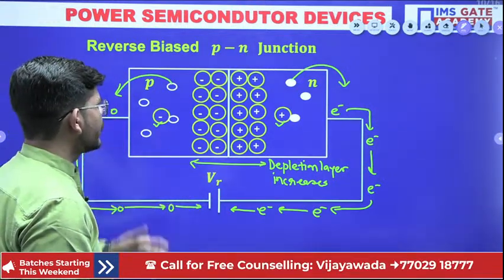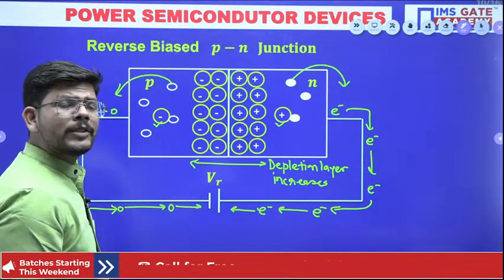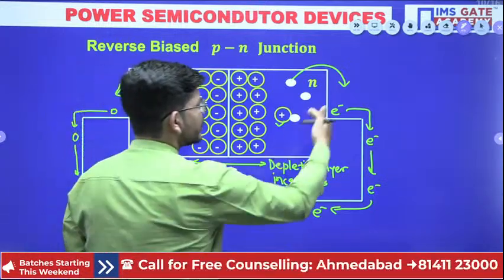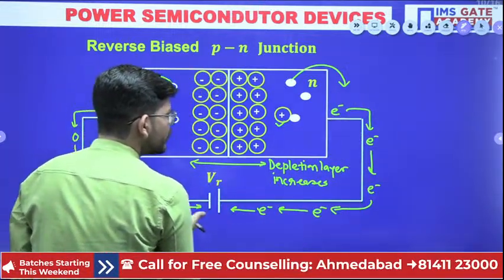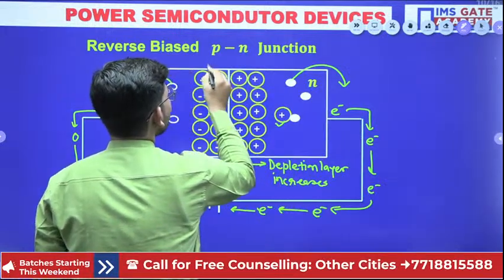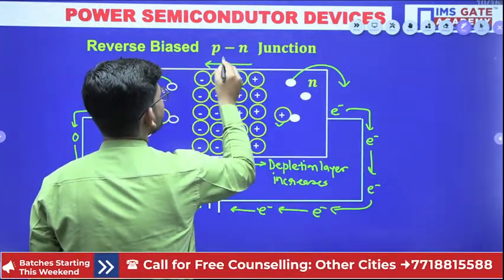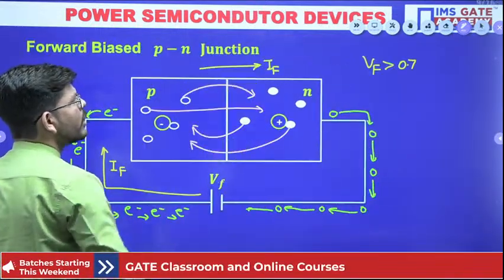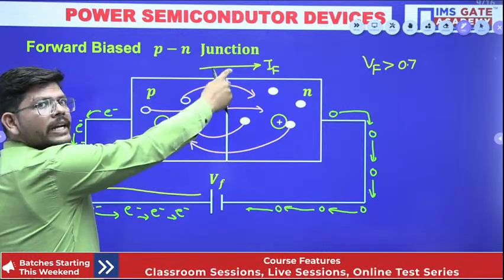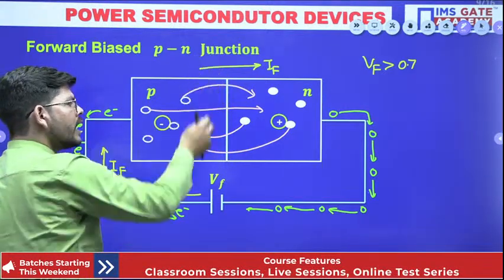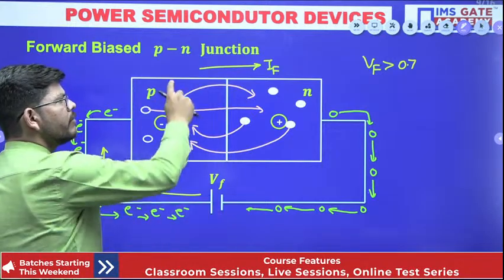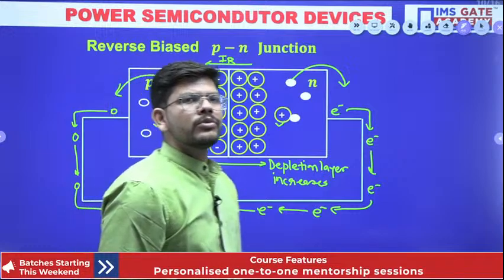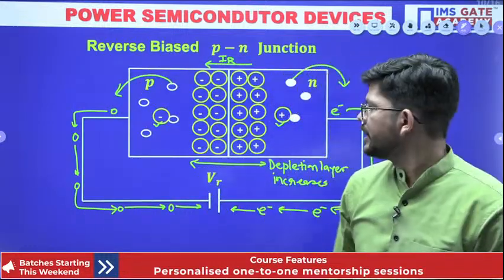Now, if the reverse bias current is there, then what will be the direction of the reverse bias current? Since electrons are flowing in this direction, the reverse current will flow in this direction. So there might be a current which is called the reverse bias current, IR, flowing in this direction. Now, if you compare, the direction of IR is exactly opposite to the forward current flowing when we forward bias the PN junction. So the reverse current has the opposite direction to that of the forward current.